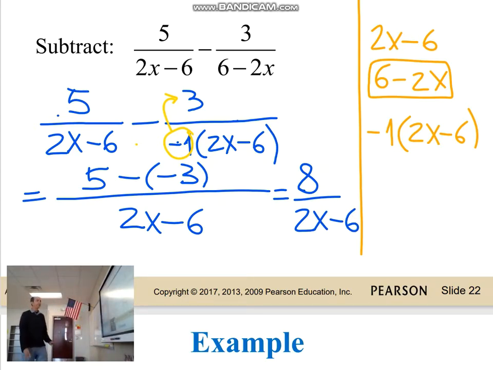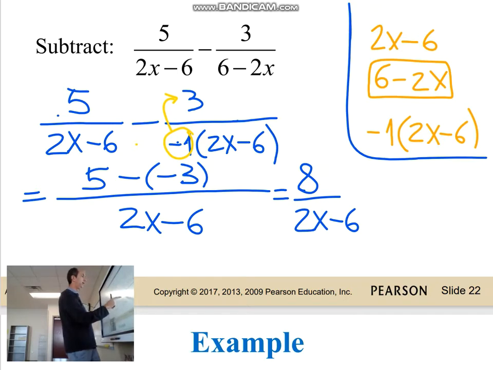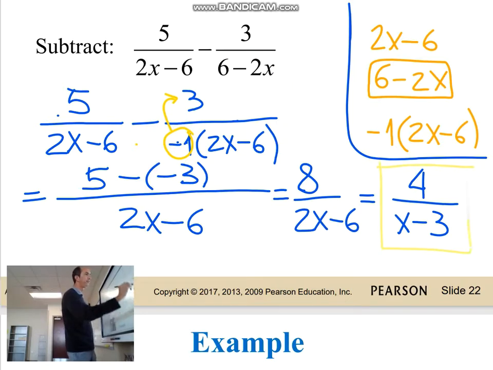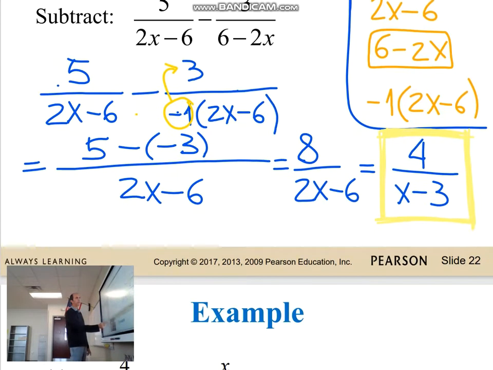Check if you can simplify. It looks like we may be able to simplify this because 8 can be divided by 2. If you divide 8 by 2, you have 4. And 2x minus 6, we can also divide by 2, and we have x minus 3, and this is going to be the final answer. Never forget to simplify, because your final answer needs to be the simplest expression possible. Okay? And that's the answer for this example.